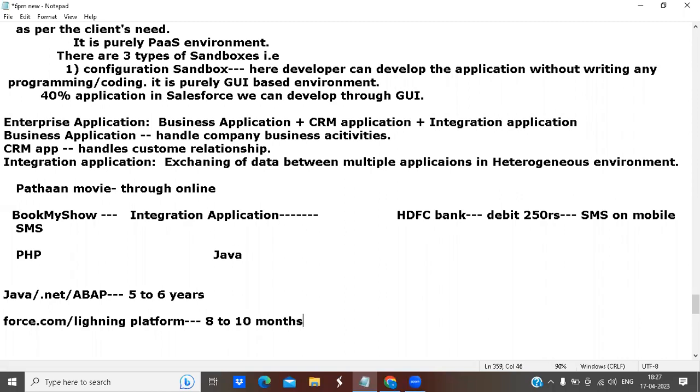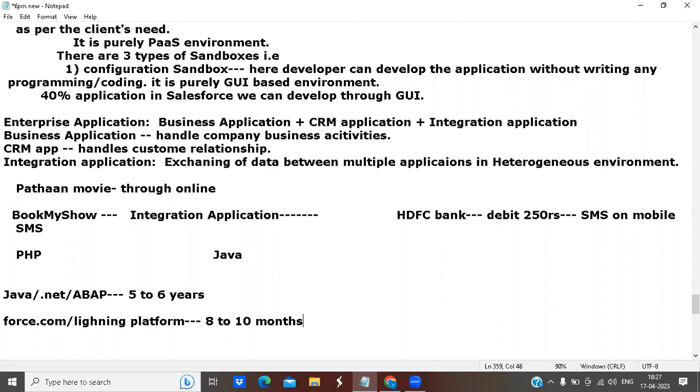Guys, just try to understand the difference here. If you want to develop a complete enterprise application using Java technology or .NET technology or any other technology, it takes a minimum of how much time? 5 to 6 years. Understand? For any development company. But the same application, if you want to develop on the Salesforce force.com platform, how much time does it take? 8 to 10 months.